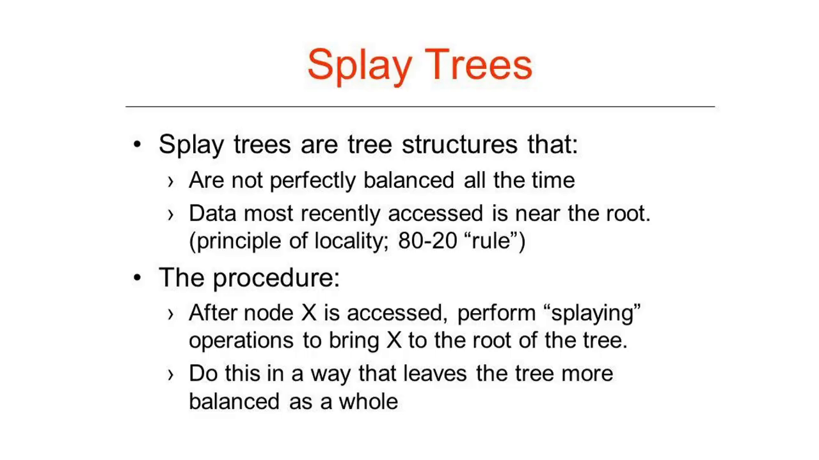Next, we are going to see about the topic splay trees. Splay trees are tree structures that are not perfectly balanced all the time. Data most recently accessed is near the root. The principle of locality, that is the 80-20 rule. The procedure: after the node X is accessed, perform a splaying operation to bring X to the root of the tree. Do this in a way that leaves the tree more balanced as a whole.